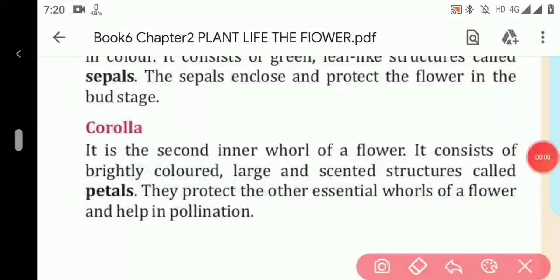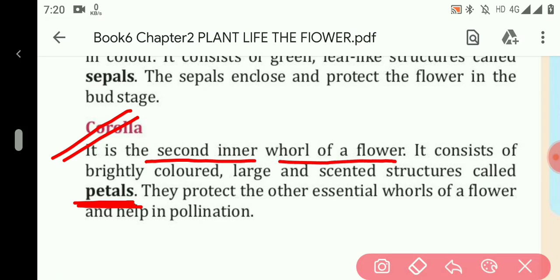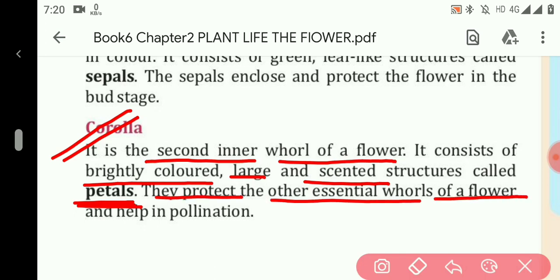The second most important part of the flower is corolla, which consists of petals. It is the second inner whorl of a flower. It consists of brightly colored, large and scented structures which are known as petals. So what is the function of petals? They protect the other essential whorls of a flower. It protects the inner parts of the flower and it helps in pollination.